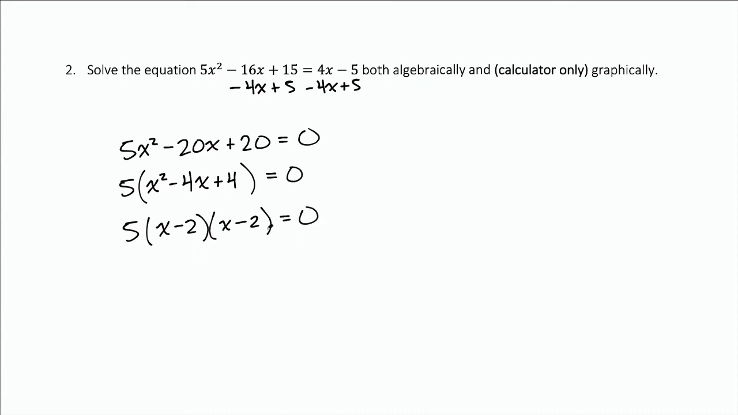So, in order for this product to equal 0, we must have that x minus 2 is equal to 0. Adding 2 to both sides, we get x equals 2. So that's our solution algebraically.